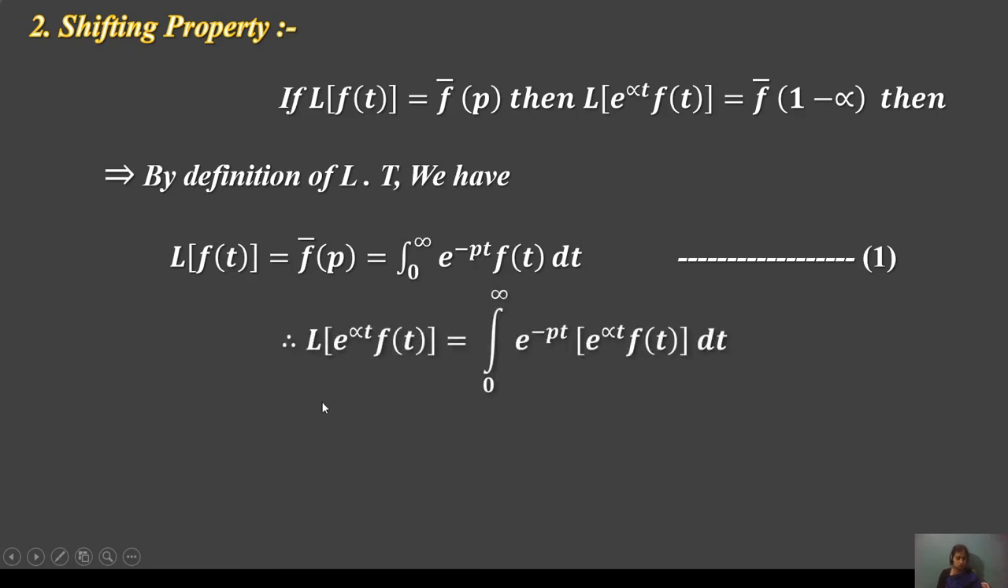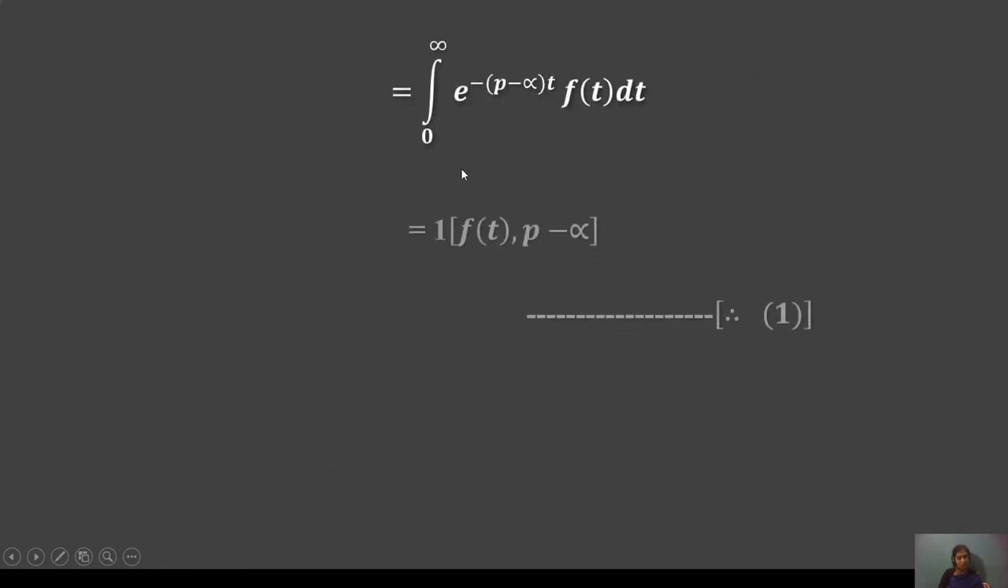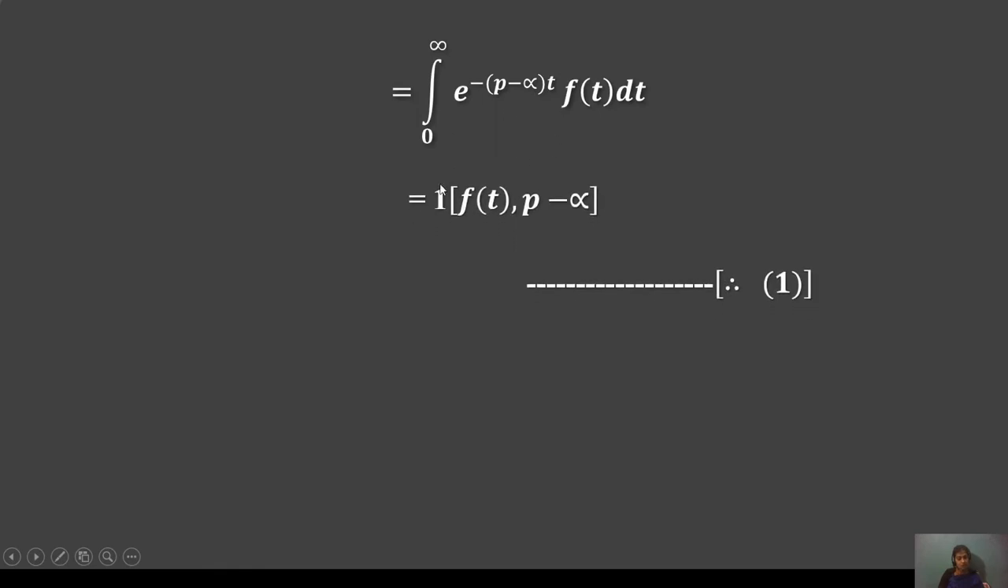This is the first equation. Then we put in e to the power alpha t. This changes to the integration from 0 to infinity of e to the power minus pt times e to the power alpha t times f of t dt. Combining the exponents, this gives e to the power minus of p minus alpha times t, f of t, which is F of p minus alpha.